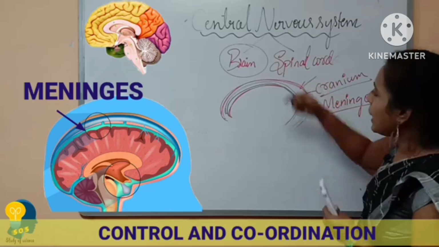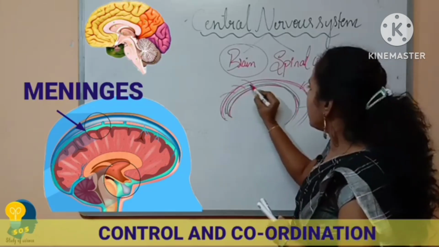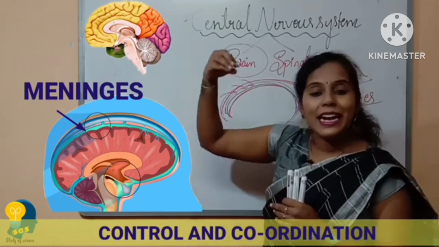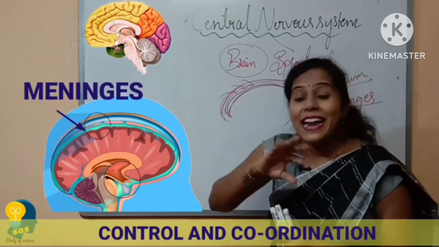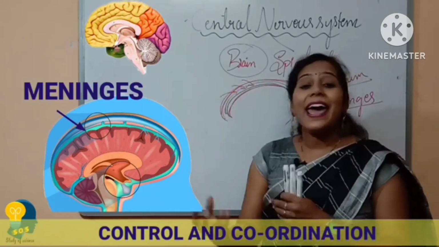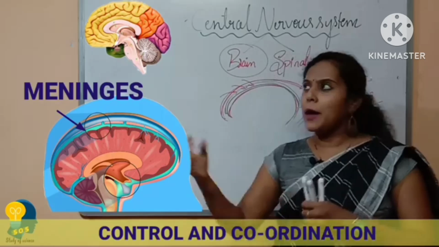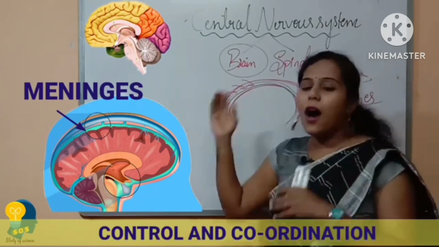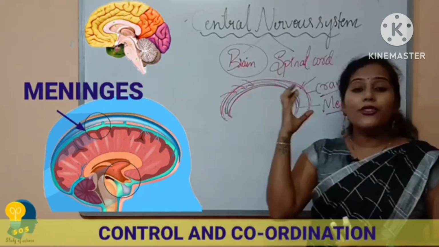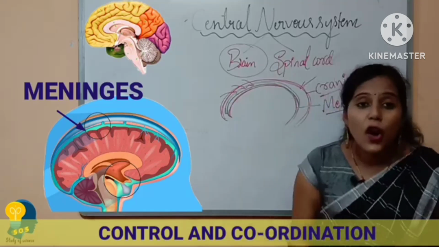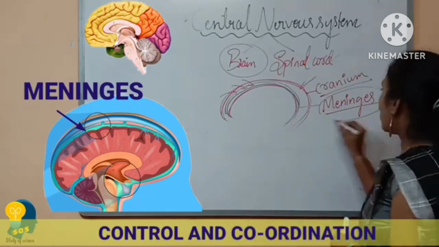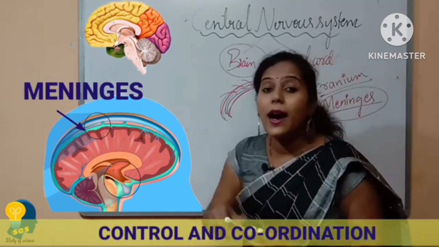In between these three layers, there is a kind of fluid. That fluid protects our brain from external shocks. For example, if somebody hits us, or we touch a wall, our brain gets shocked. That shock is absorbed by the fluid present in between the meninges.